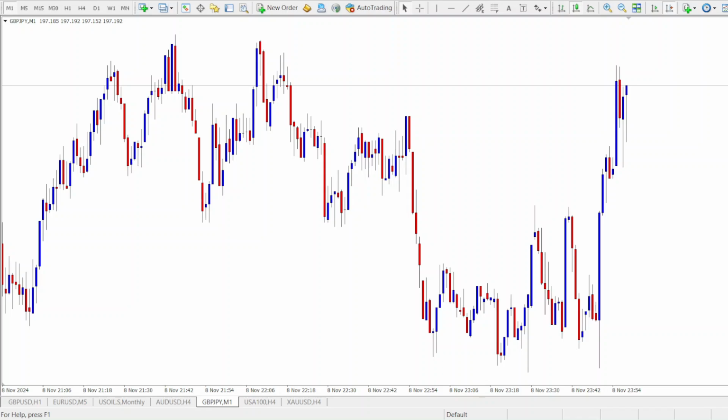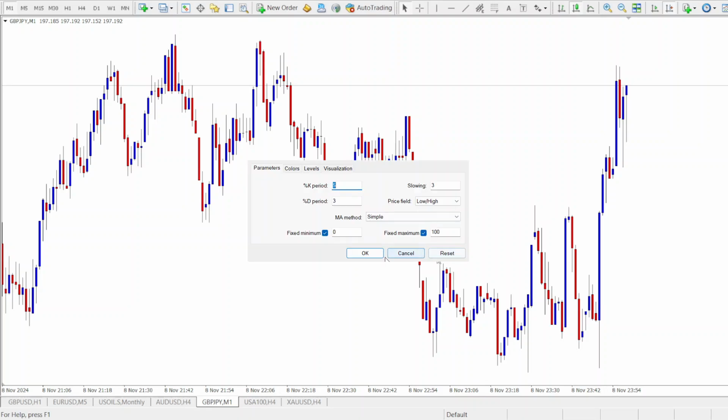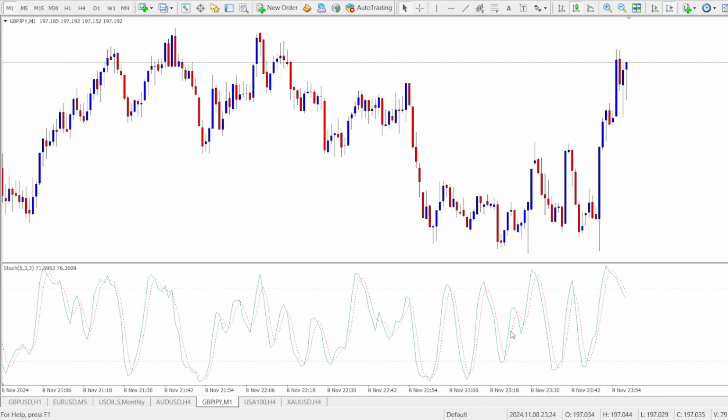All right, first up, the stochastic oscillator. I'm going to be loading the stochastic oscillator to the chart so we can see it here. The stochastic oscillator measures momentum and tells us whether an asset is overbought or oversold. When the oscillator hits a certain level, we get a hint about the potential direction the price might take. So the overbought level is between 80 and 100, while the oversold level is between 20 and 0.